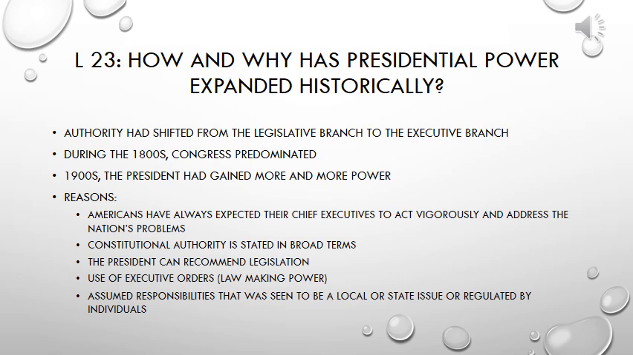The use of executive orders does give the president lawmaking power. If the president knows, through divided government, that he's going to have a hard time getting his legislative agenda passed through Congress, he can just issue an executive order and then see if the courts are going to let him have that or not. He's also going to assume responsibilities that were seen to be a local or state issue, or regulated by individuals. So what the American people have done over time is basically react to this one central authority, and power has been centralized with the president. This was never the intent. This is just how the presidency has evolved over 200 years.